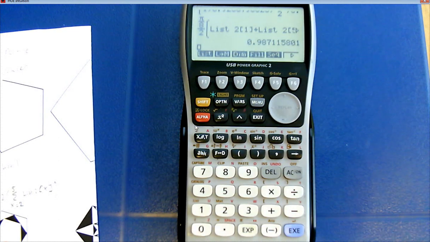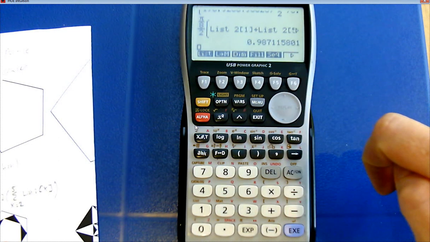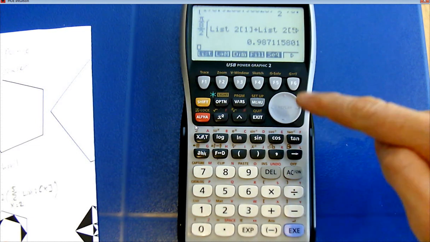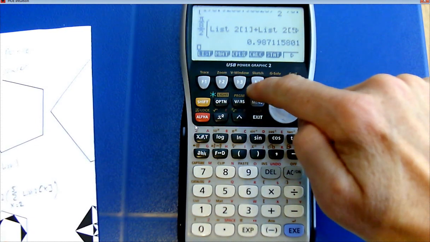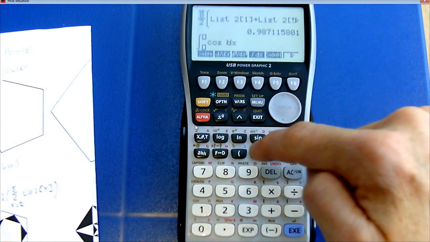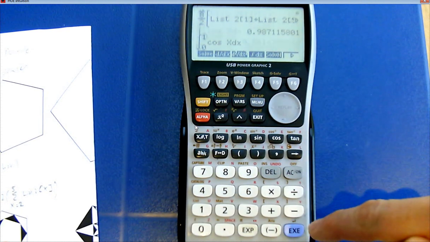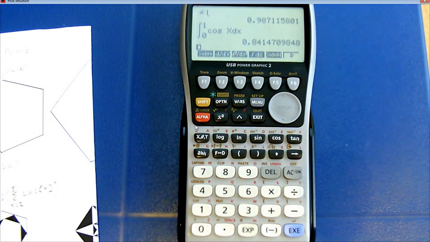Okay, and that gives us 0.987. Let's, while we're here, check out what we ought to get when we integrate. So I'll exit and calc and integrate cos of x from x is 0 up to 1, and we get 0.841. So that's not bad.